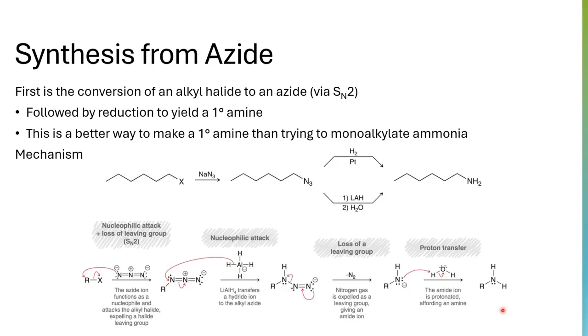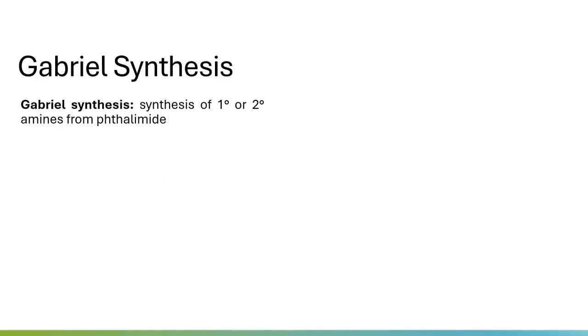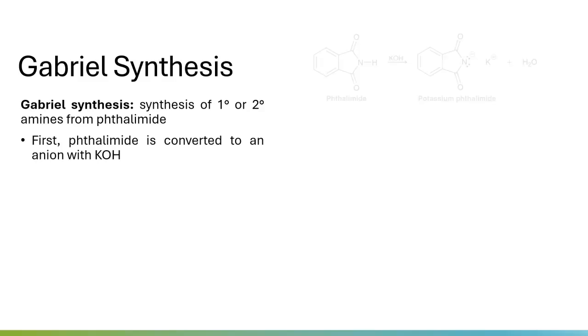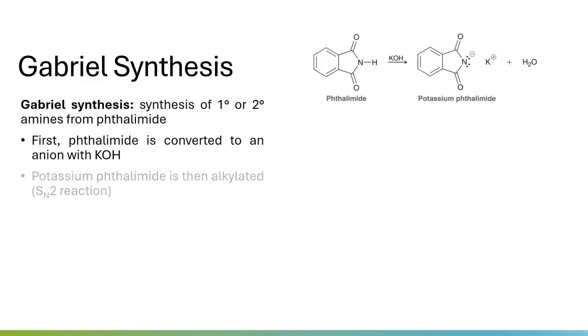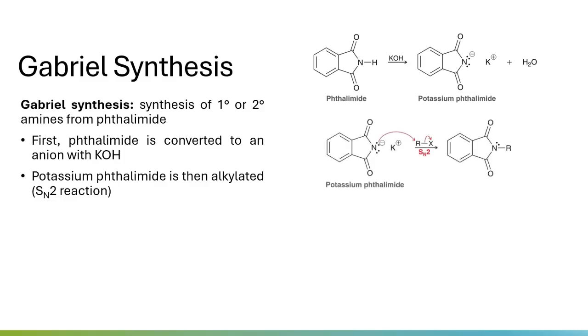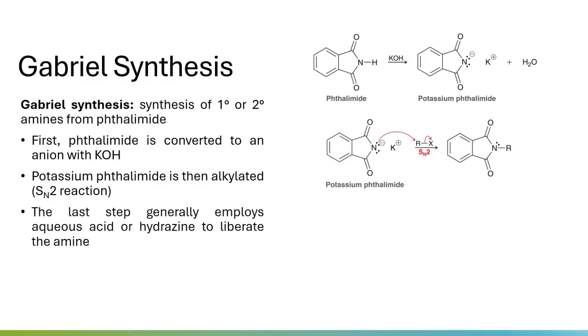Gabriel synthesis. The Gabriel synthesis is used to form primary or secondary amines from phthalimide. First, phthalimide is converted to an anion with potassium hydroxide. Potassium phthalimide is then alkylated via an SN2 reaction. The last step generally employs aqueous acid or hydrazine to liberate the amine.